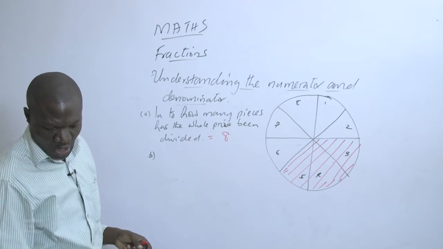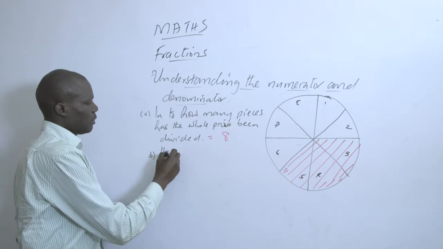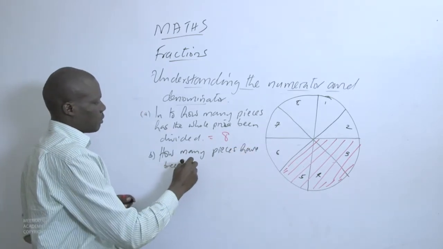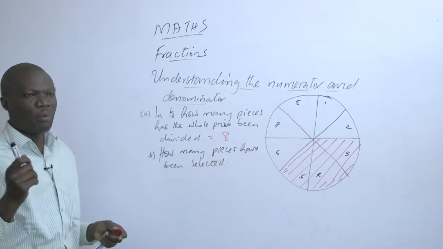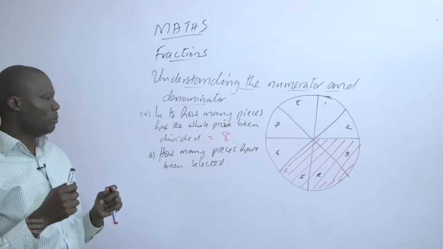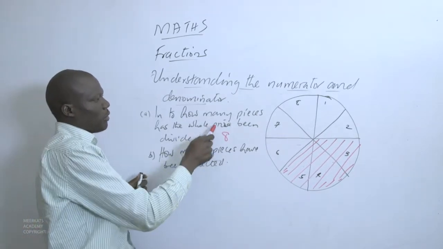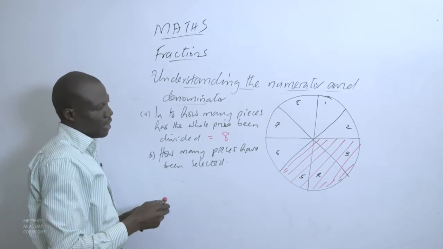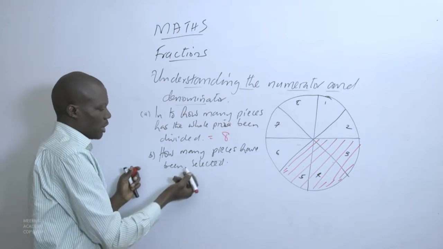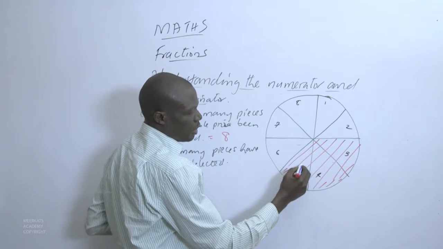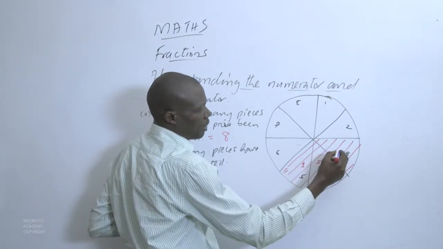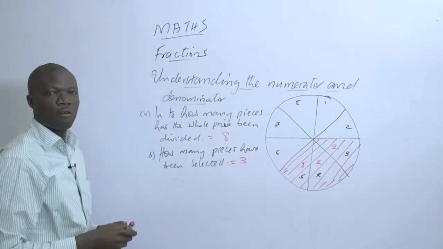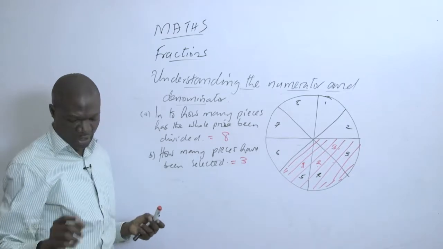Part 2, how many pieces have been selected or have been shaded? Now, for the first question, it was asking us the total division. But the second part is asking us how many pieces have been selected. So in this particular case, we look at what has been shaded. That is what we've selected. So we find that we have selected 1 here, 2, and 3. So there are 3 pieces. Those are 3 pieces that have been selected.